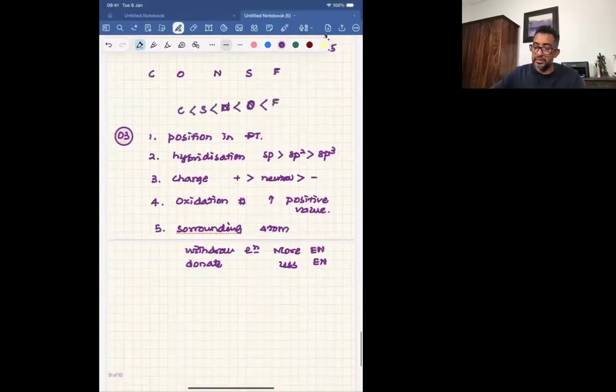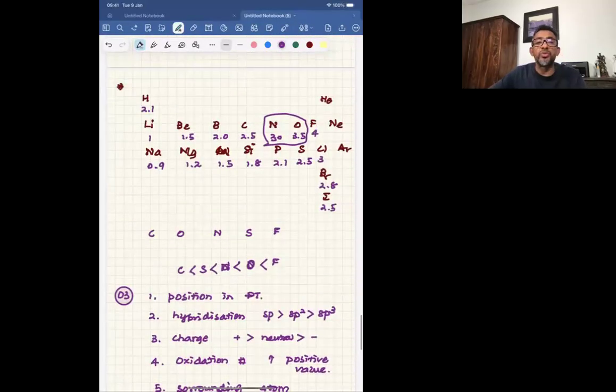Right. Yes. So oxygen and nitrogen, you know this value.